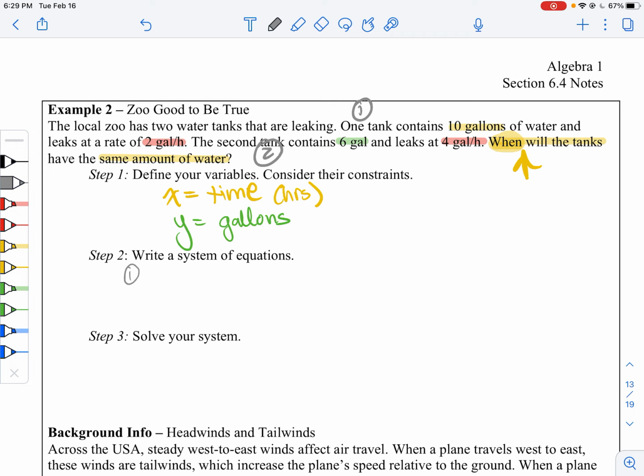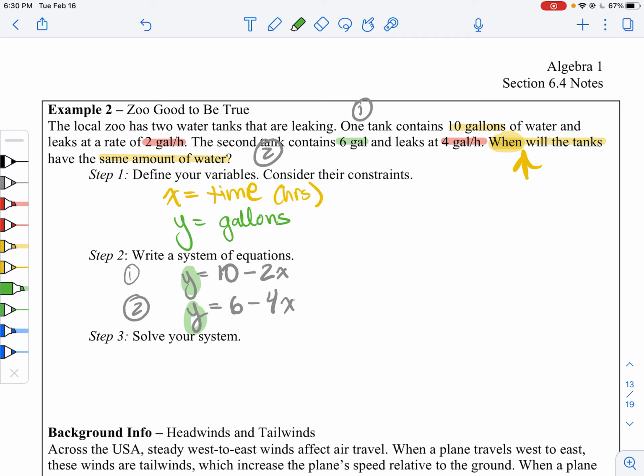So in our first tank, the amount of water is represented by its starting value, which is 10, and then we lose 2 gallons per hour. In our second tank, the amount of water is represented by our starting value of 6, and we're losing 4 gallons per hour.